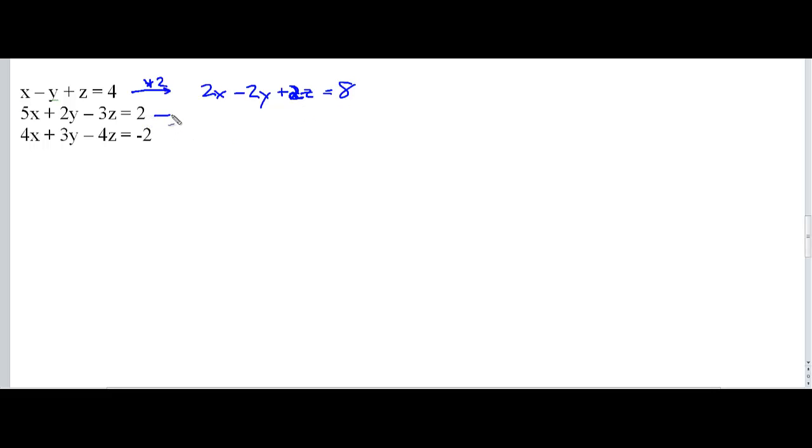Then I'm going to multiply this line by 1, so it stays the same, 5x plus 2y minus 3z is equal to 2. Alright, so let's put these together.